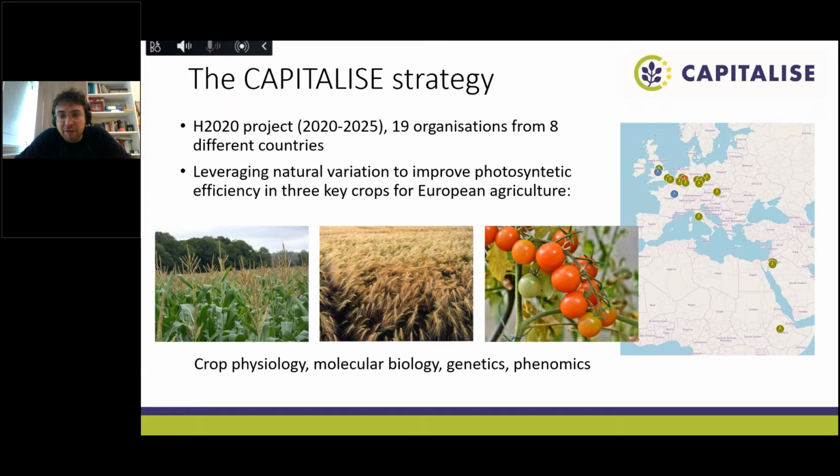And in a nutshell, the project is aimed at leveraging and exploiting natural variation to improve photosynthetic efficiency in 3 key crops, which are maize, barley, and tomato, and you see pictures there. Within the consortium, we have a very broad representation of different expertise going from crop physiology, molecular biology, genetics, phenomics, and so on. As a team, we try to connect the dots and join forces to support the characterization of these allelic variations and hopefully connect them to phenotypic traits which can improve European agriculture in the years to come.